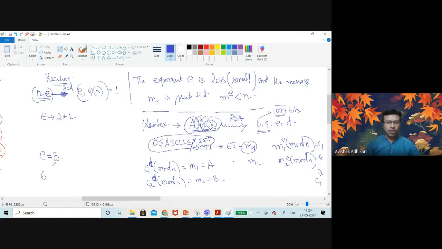Thank you. Okay, so you can understand that 65 cube would certainly be less than, say, 1024-bit long primes. So then certainly this will be less than N. So for practical purposes, this assumption is not that bad. With respect to practical applications, this assumption may not be that bad.